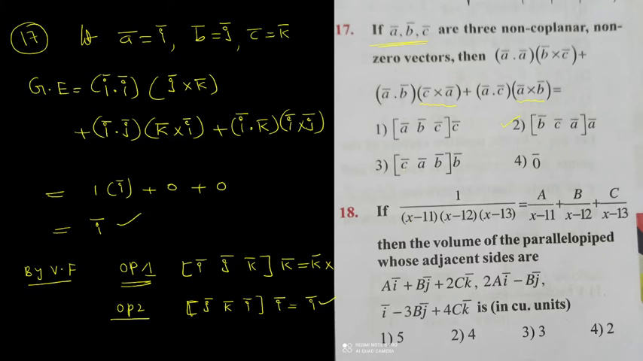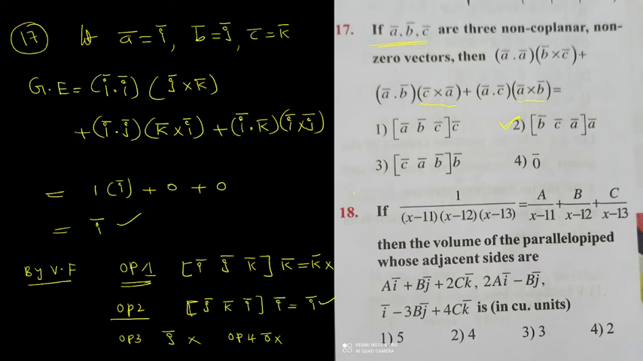Third option is j bar. Fourth option is 0 bar. In option 3 we are getting j bar, which is wrong. Option 4 is also 0 bar, which is wrong. The correct option is the second option.